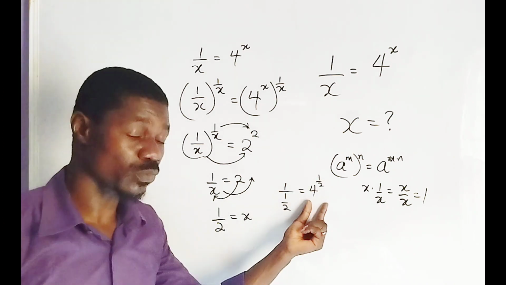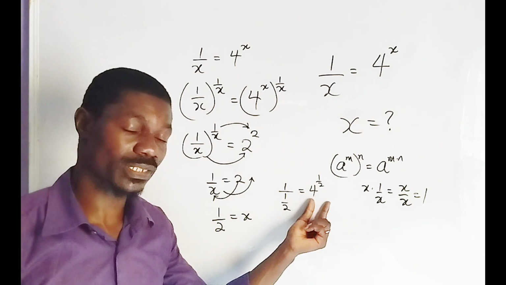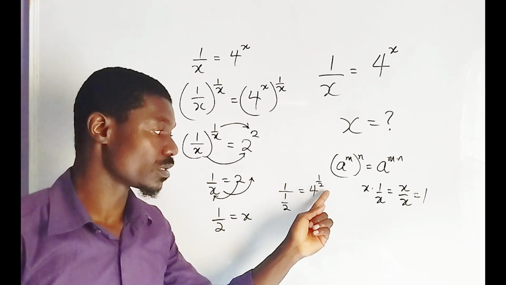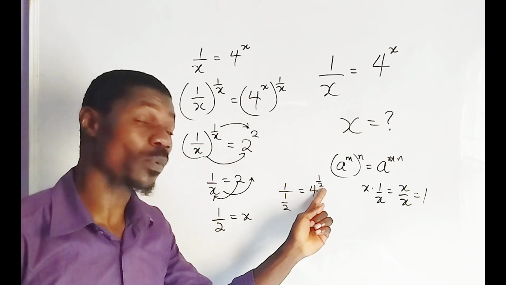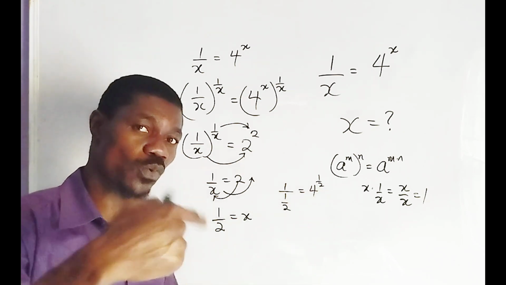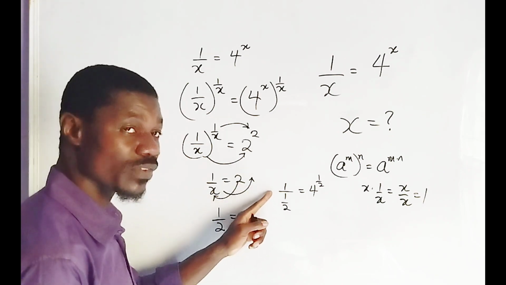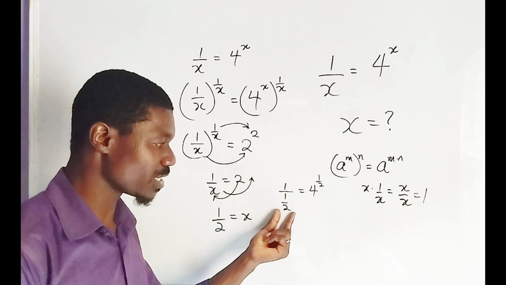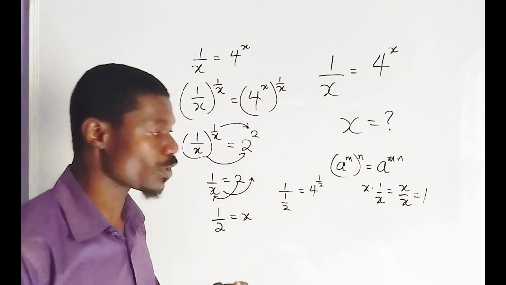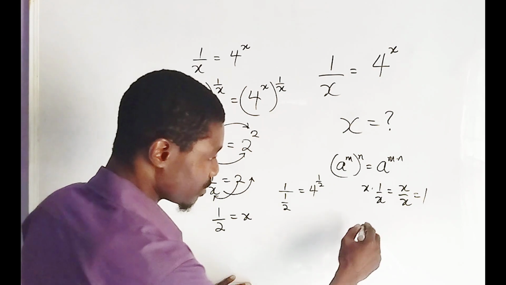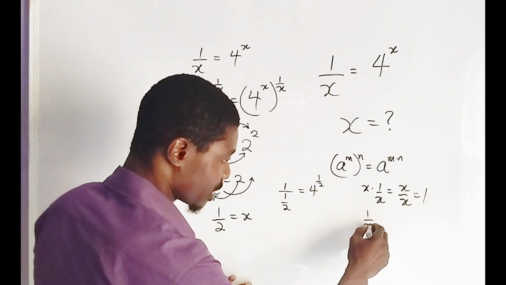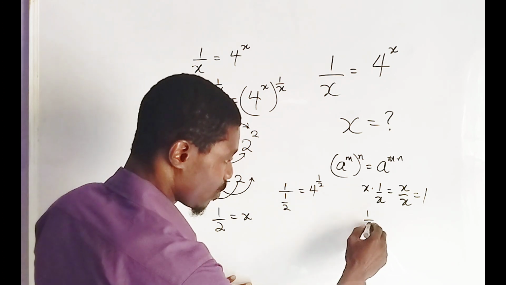2. By this we know this is what? 2, because any base raised to the power half implies that this is the square root of that base. So since here we are having the reciprocal of half, this implies 1 over what? x. Sorry, 1 over what?